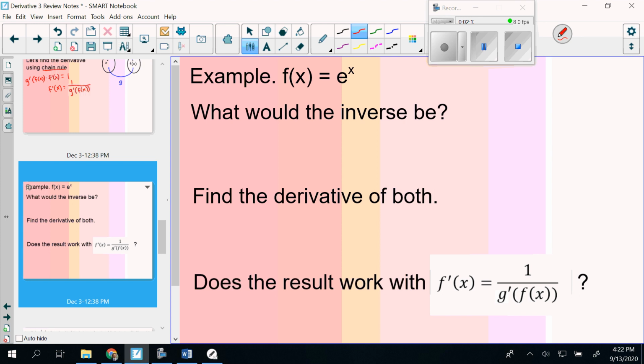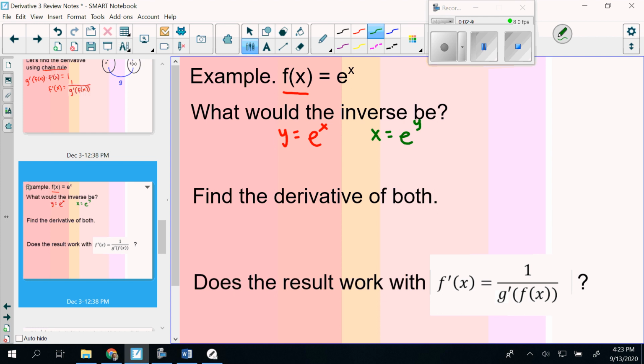Let's take an example of something we know. We're going to let f of x equal e to the x. We've seen that function before. We've worked with it. First thing we're going to try and do is figure out what would the inverse of this be. Well, usually what you've done in previous classes when you want to find an inverse, we know f of x is the same as y, so y equals e to the x. To find the inverse, what we've done is swap those variables and solve for the other one. So we're going to do the same here. We're going to swap the variables, and now we're going to solve for y.